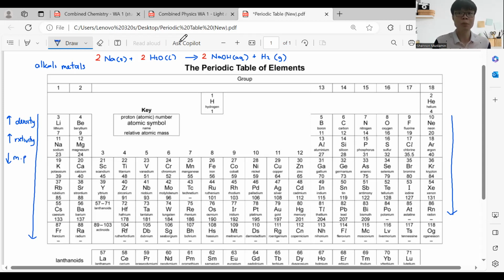Then we go to your group 17, halogens. Halogens are diatomic molecules. They exist like that. That's why when you write a chemical formula, it's always Cl2, Br2, F2, and so on. They are also colored substances, they are non-metals, with low melting point and boiling point. But how does the trend change as you go down group 17? Color intensity increases, meaning it becomes darker as you go down.